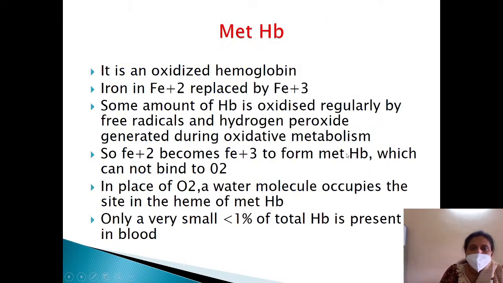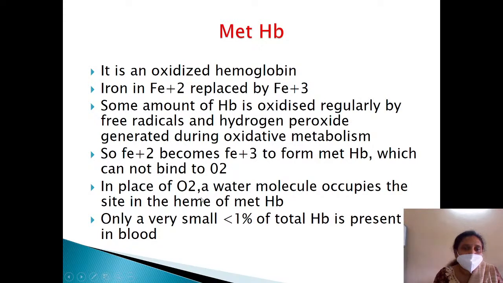That Fe+3 form has 5 valencies: 4 valencies bound to nitrogens of pyrroles, and the fifth one to the proximal histidine of globin. So there is no sixth valency for Fe+3, and Fe+3 cannot bind to oxygen. If in the structure of hemoglobin Fe+2 is replaced by Fe+3, that is called methemoglobin, and methemoglobin is unavailable for the transport of oxygen because its iron exists in Fe+3 form.